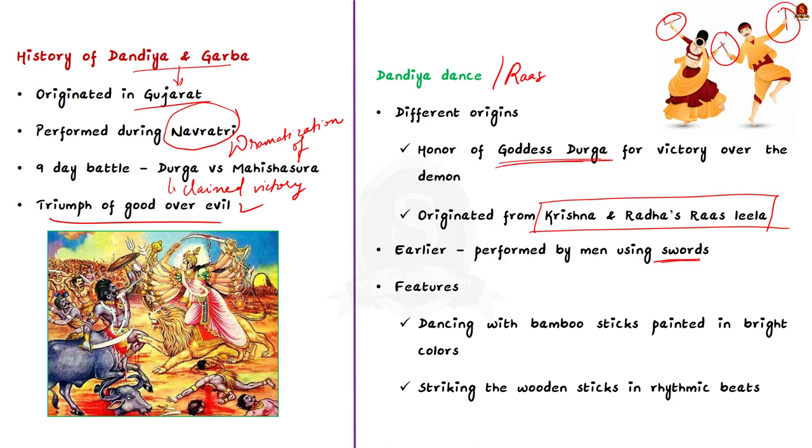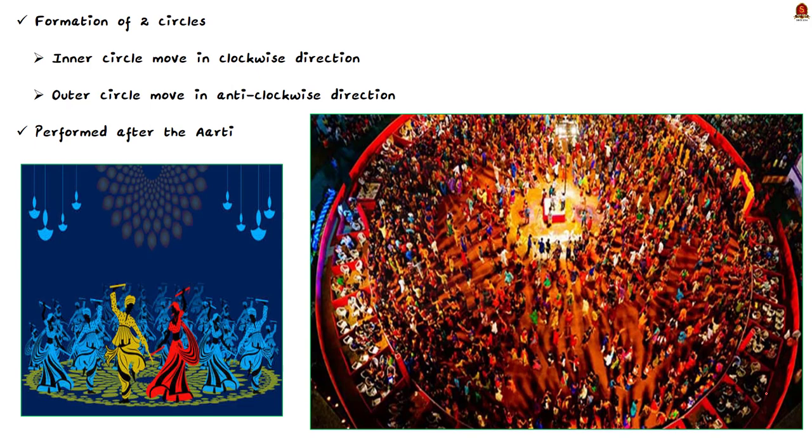Now, coming to the features of Dandiya. The dance attire comprises bamboo sticks painted in bright colors. You may wonder what they are doing with their sticks, right? See, the performers strike the wooden sticks in rhythmic beats, and a drummer standing in the center of the circle commands the rhythm of the dance.